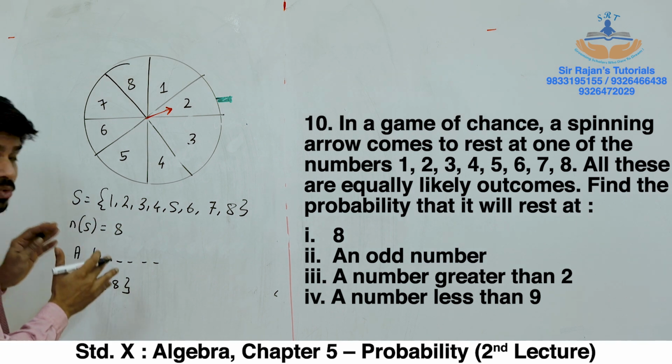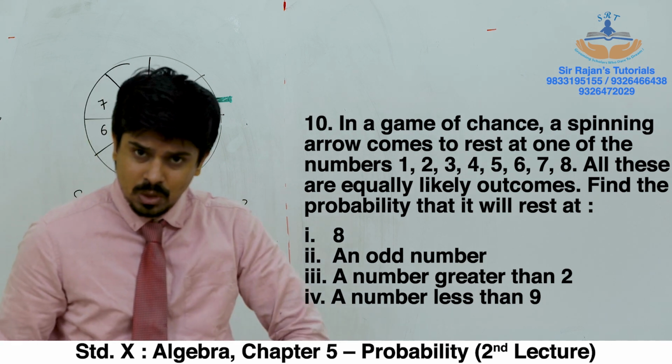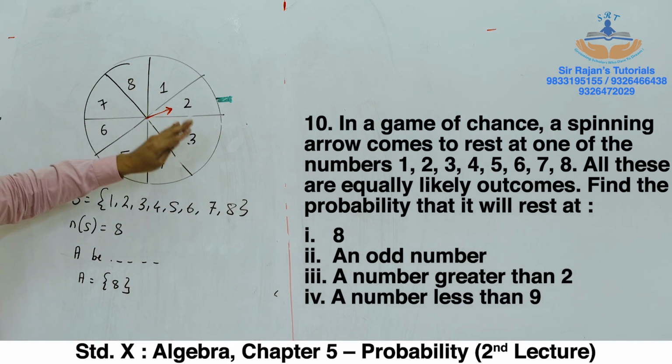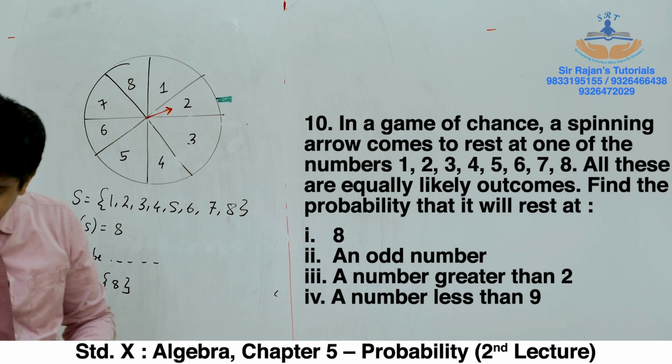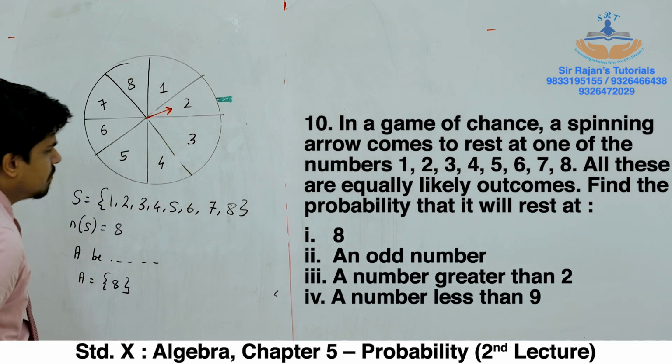I am just explaining you the concept. How it needs to be presented, that you have to refer to the notes. You are not supposed to draw such diagrams in the exam. Okay? Your second event over there, it should rest at an odd number. Which are the odd numbers over here?